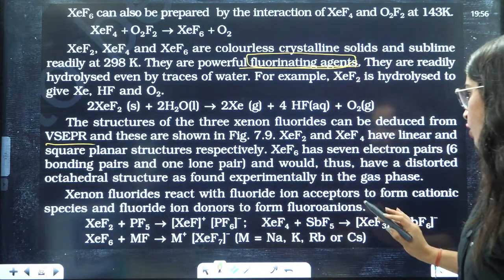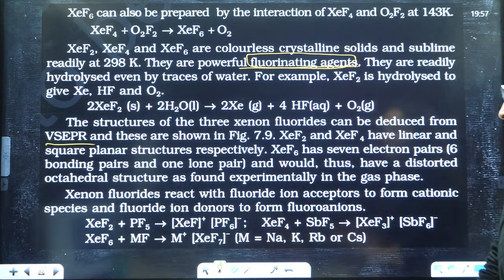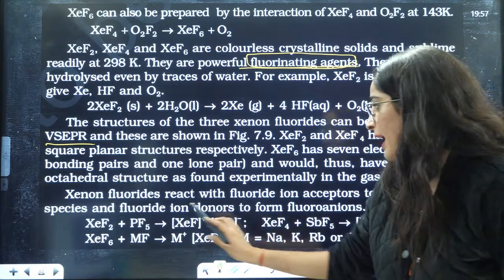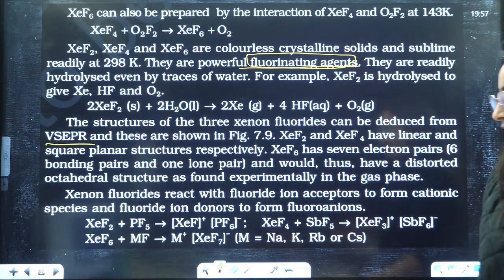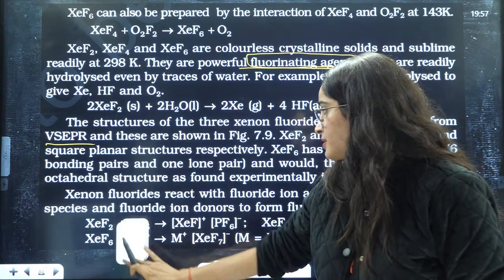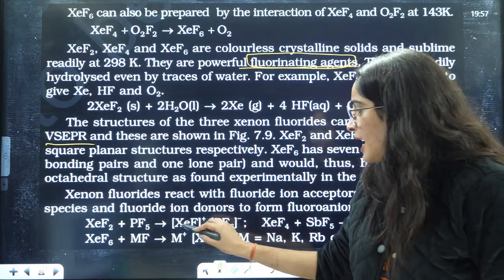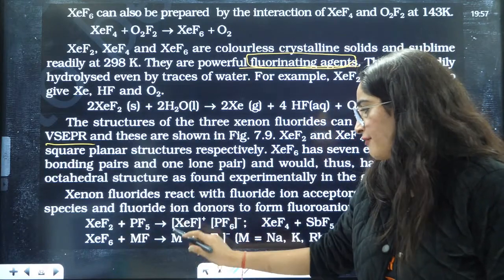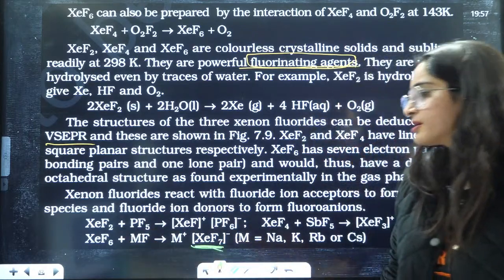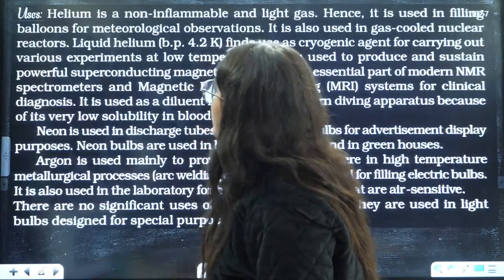Linear and square planar, we have seen what the structures are. Xenon fluorides react with fluoride ion acceptors to form cationic species and with fluoride ion donors to form fluoroanions. That means whether it is giving or losing fluorine. If it is reacting with a fluoride ion acceptor, it will give the fluorine and become XeF positive. If it is taking the fluorine, it will become XeF7 negative. It depends on what reaction is happening.